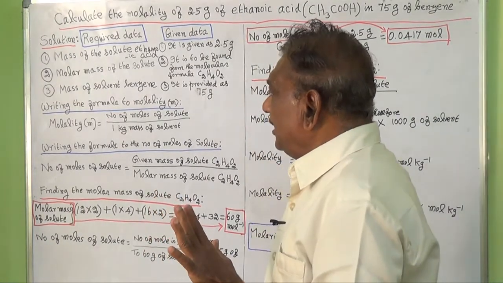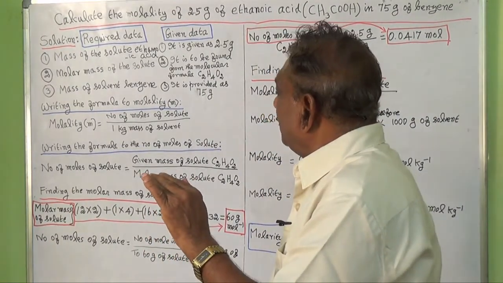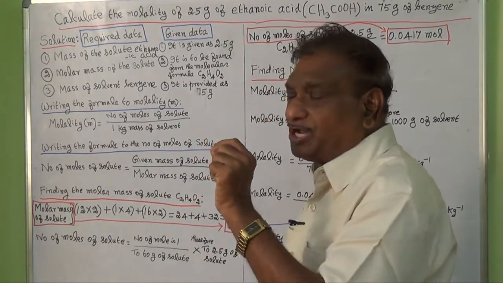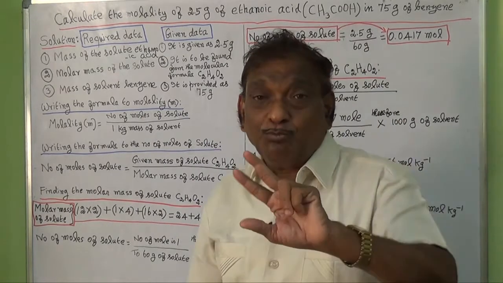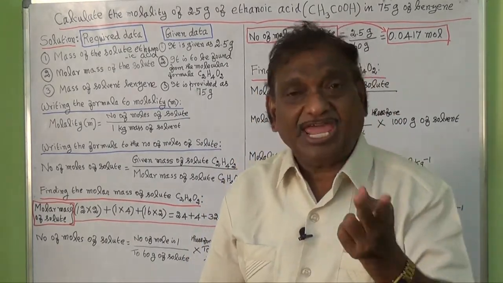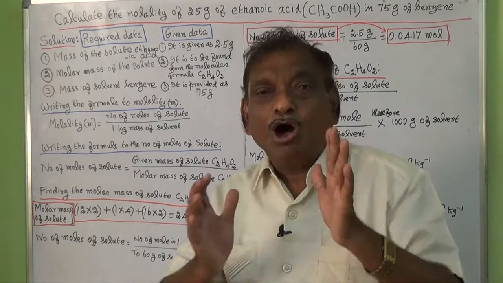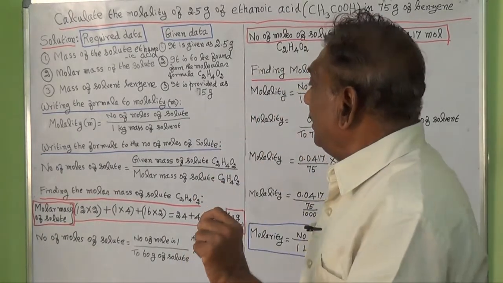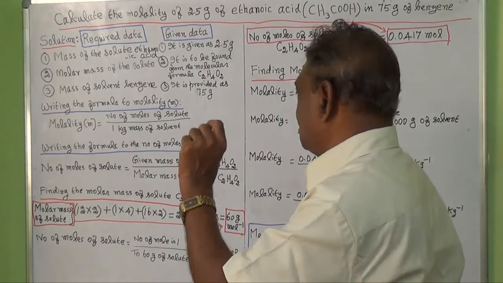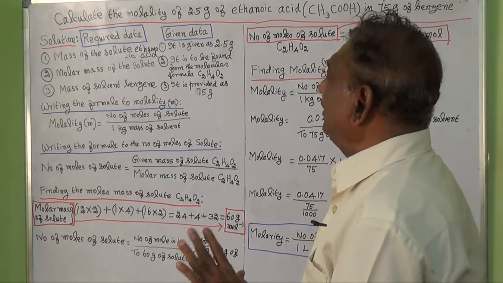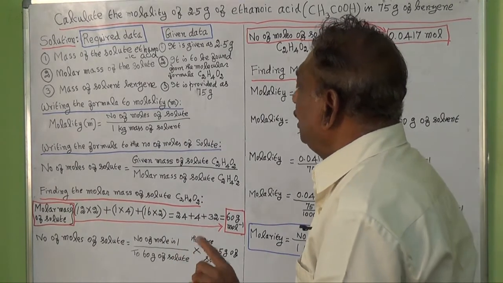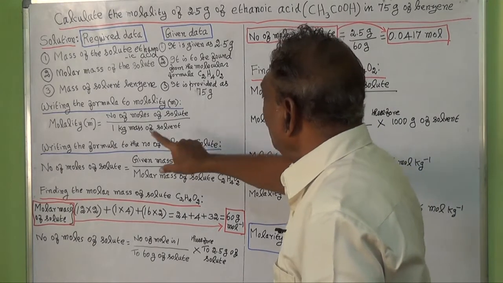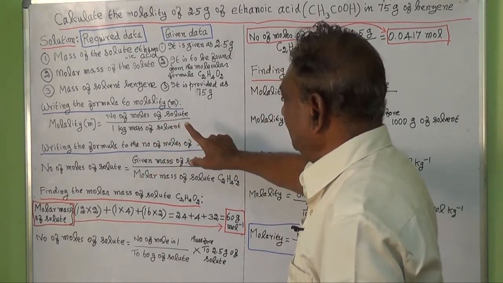Now, let us move to the molality, that is to find the molality. It is denoted by the letter small m. The molarity is denoted by the letter capital M, and the molality is denoted by the letter small m. Let us write the formula first. The formula to find the molality equals number of moles of solute by 1 kilogram mass of solvent.